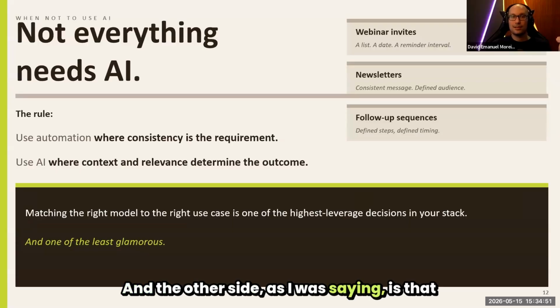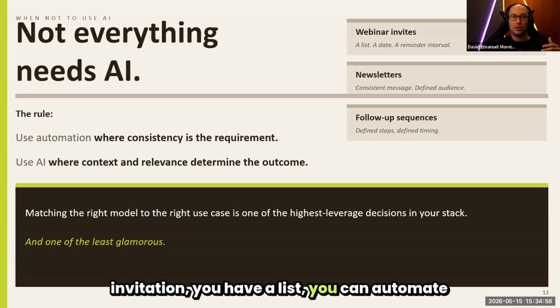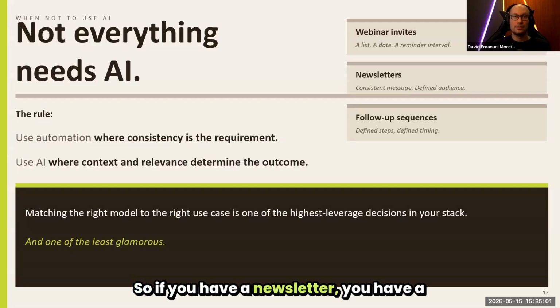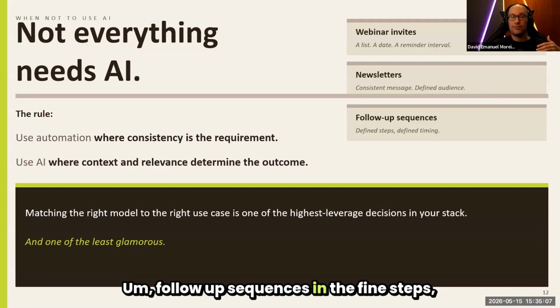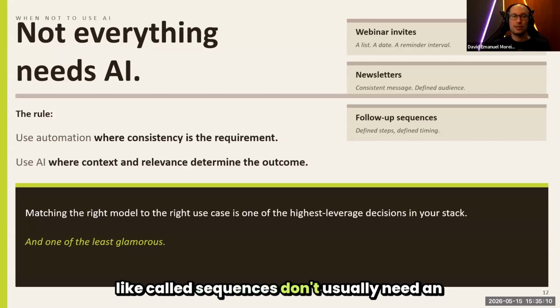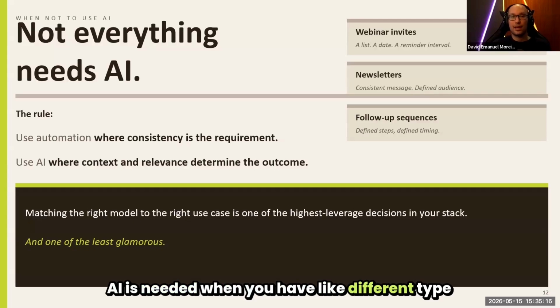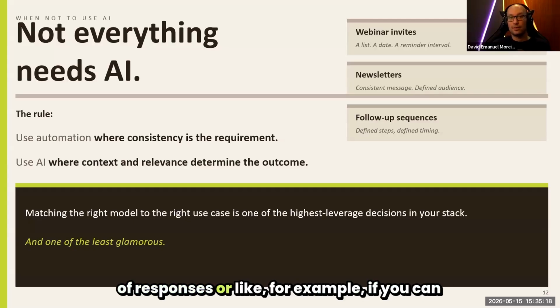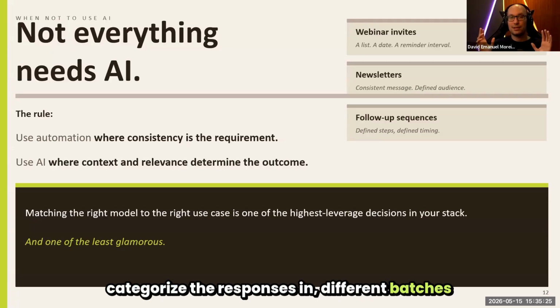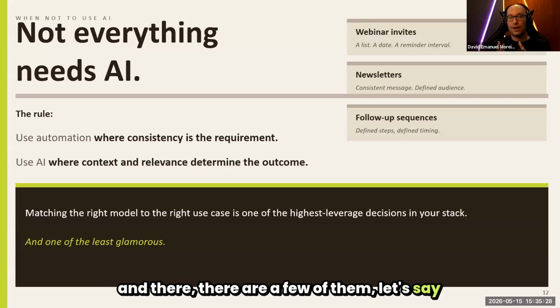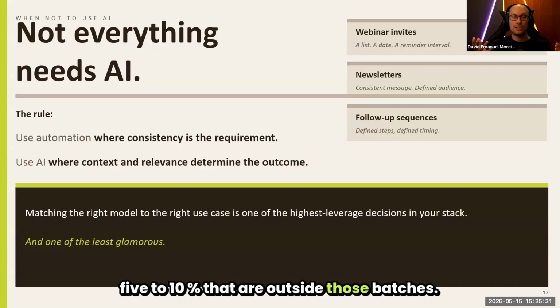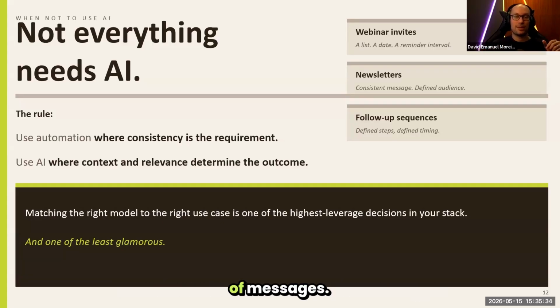And the other side, as I was saying, is that not everything needs an AI. For example, if you're sending a webinar invitation, you have a list, you can automate that. If you have a newsletter, you have a defined audience, you can automate that. Follow-up sequences in defined steps, like cadence sequences, don't usually need an AI. AI is needed when you have different types of responses. For example, if you can categorize the responses in different batches and there are a few of them, let's say 5 to 10%, that are outside those batches, you will need an AI to categorize those types of messages.